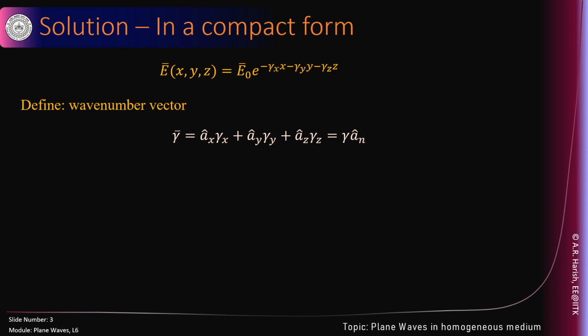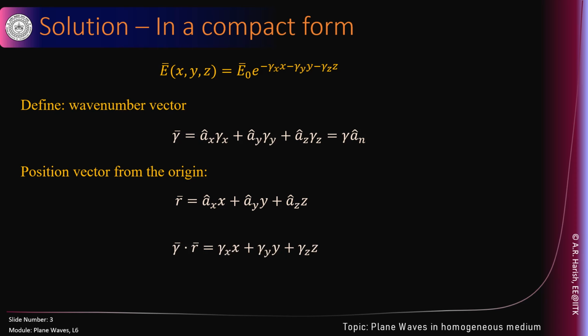We will define one more vector called position vector. Position vector of any point x, y, z from the origin is r bar, which is a_x x plus a_y y plus a_z z. We know this. Once we know gamma bar and r bar, our creative mind asks us, can we find out gamma dot r? And gamma dot r turns out to be equal to gamma_x x plus gamma_y y plus gamma_z z, which is exactly the exponent that is sitting in the electric field expression, and hence we can write E bar as E_0 bar e to the power of minus gamma dot r.